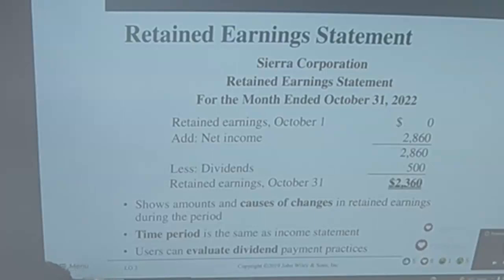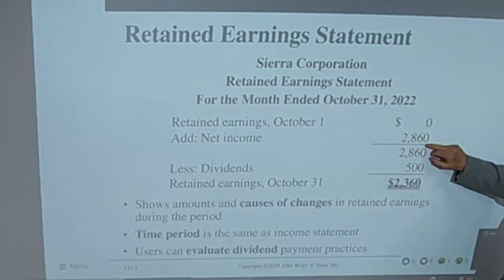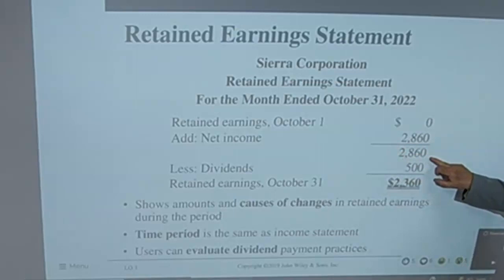Now, obviously, this company just started business October 1st. How do I know that? Because it had no earnings prior to October 1st. So this company started business October 1st, because retained earnings up to that point was zero. Now we add, notice the word add, net income that was just calculated on the income statement. So you go to the income statement and you pick up the net income, $2,860. Now we draw a line. Well, that line means we're adding. So we only have now $2,860 as retained earnings.